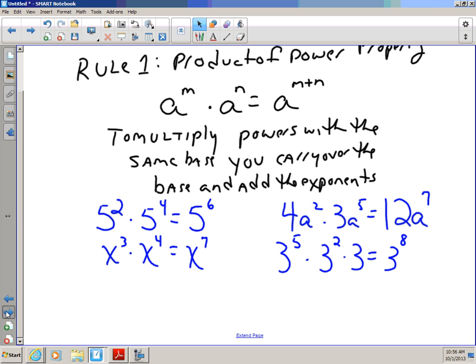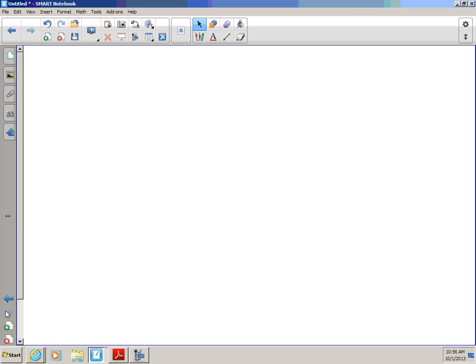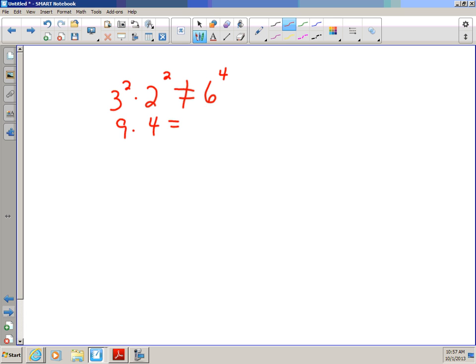Now, there are a couple of things that you have to be very careful about when using this property. First common mistake. These are not equal. The base of 3 and the base of 2 are not the same, so I cannot multiply those bases to get 6 and add the exponents. The only way to evaluate this is to evaluate 3 squared as 9, 2 squared as 4, which we know to be 36, and we know 6 to the fourth is not that.